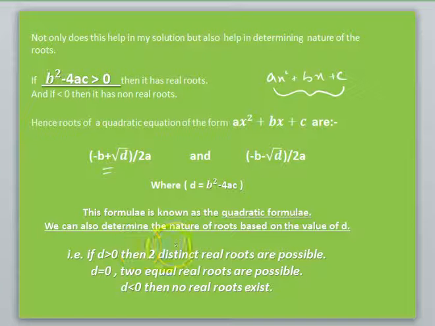We can also determine the nature of the roots based on the value of D. Therefore, if D is greater than 0, then two distinct real roots are possible. If D equals 0, two equal real roots are possible, and if D is less than 0, then no real roots exist. Why don't real roots exist when D is less than 0? Because they lead to complex numbers.